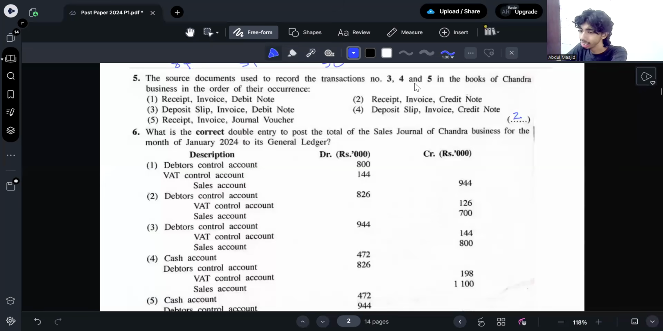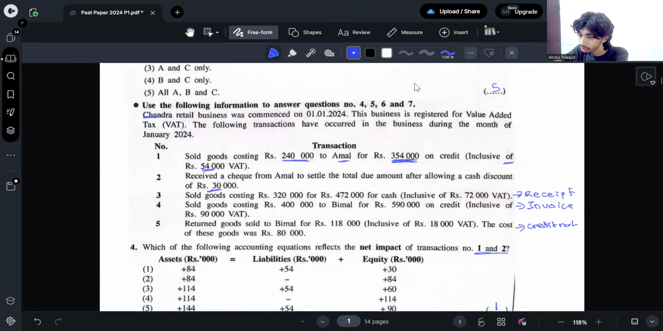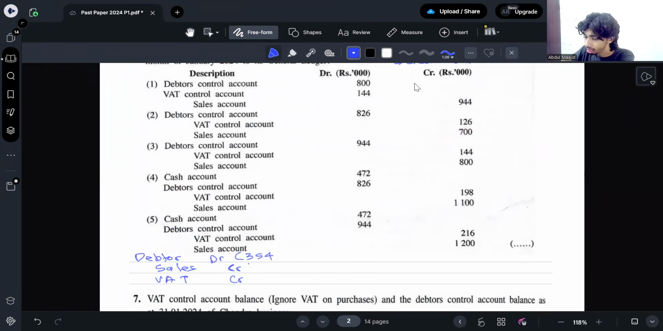Then the sixth one. What is the correct double entry to post the total of the sales journal? So the sales journal is all your credit sales, right? So the double entry to post the total of your sales journal will be debtor debit, sales credit, and VAT amount credit. So we'll figure out what our credit sales are here. The first one is a credit sale, and again the fourth one is a credit sale. Then how do you record that? Sold goods costing 240 to Amal for 354. Then debtor will increase by 354. Out of that, the selling price is 300, the VAT amount is 54.